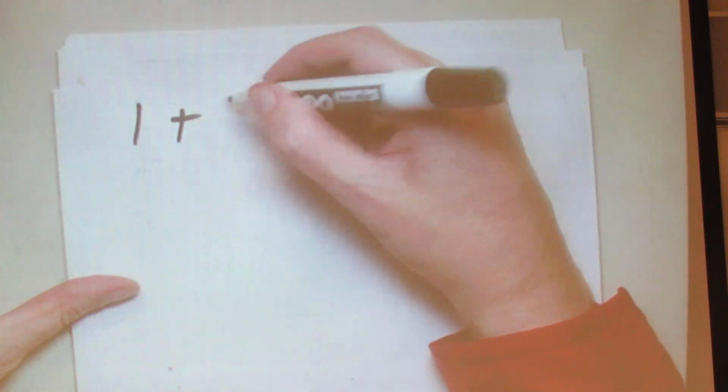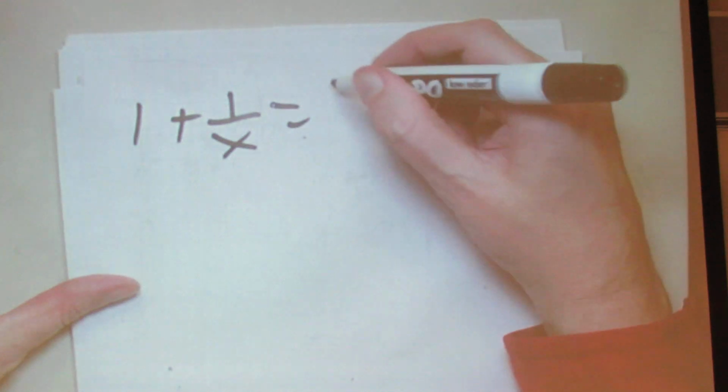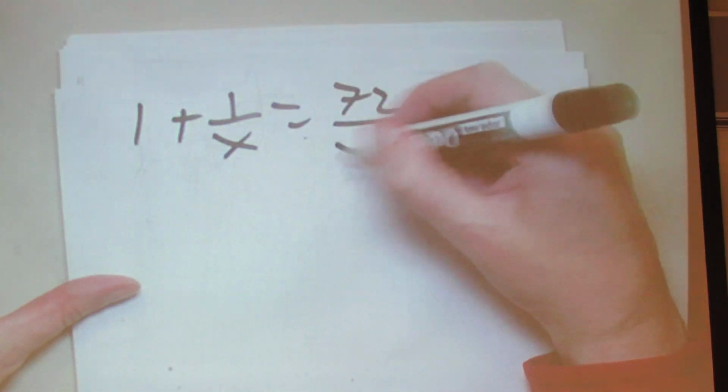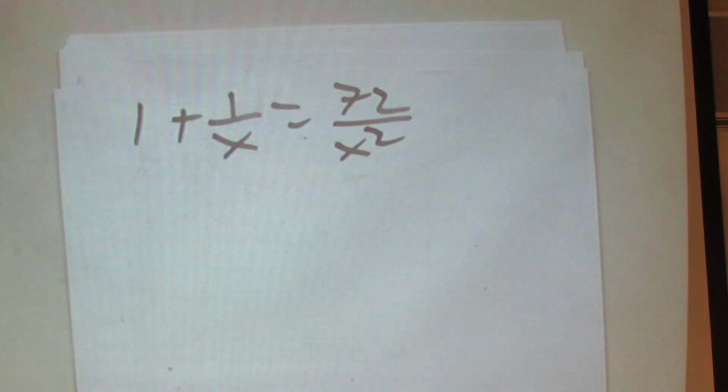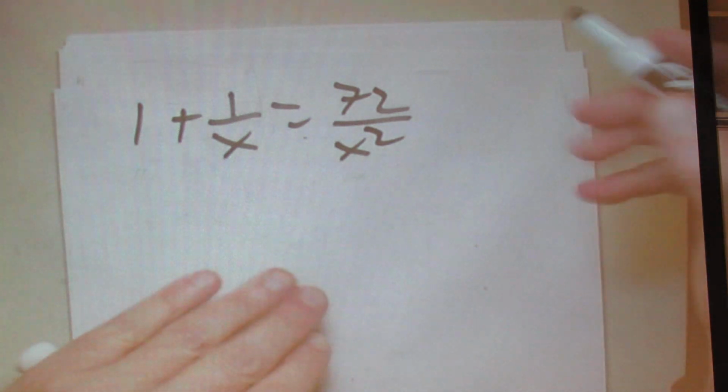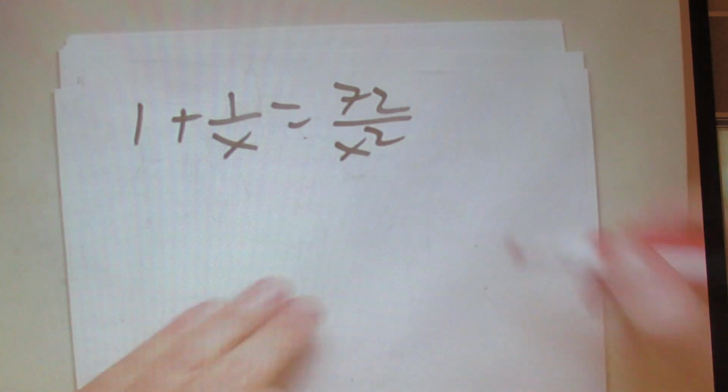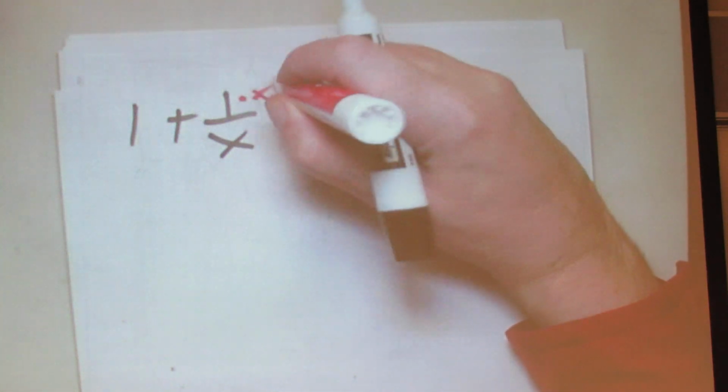This next one is one that a lot of people miss, but if you follow the steps, you'll get it right. So we have 1 plus 1 over x equals 72 over x squared. The common denominator here is x squared. So multiply everything times x squared, times x squared, and times x squared.